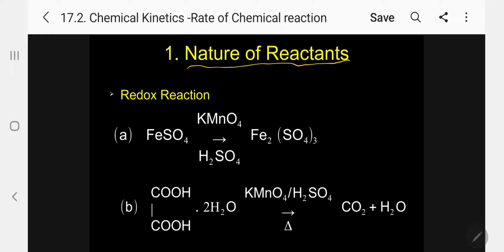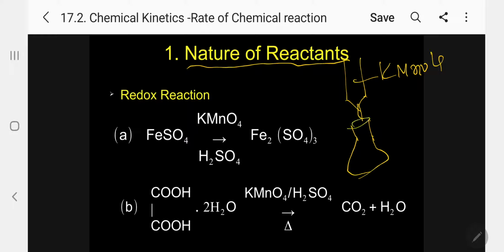Kindly follow. During your practical classes in +1 or +2 level, you are doing permanganometry titrations. That is, in the burette you are taking potassium permanganate. In the conical flask you will be taking ferrous sulfate. Kindly follow. Here, no indicator is necessary. That is, potassium permanganate itself is acting as an internal indicator. Appearance of pink color is the end point.